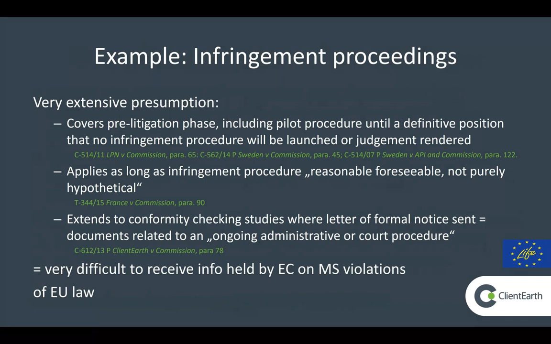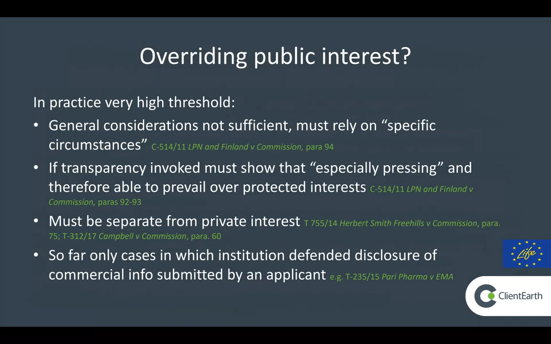That's a problem. And now the only way this could be defeated, at least in theory, is to establish an overriding public interest in disclosure of the information. But in practice, this is a very high threshold. So the court has held that, first of all, general considerations are not sufficient, there must be very specific circumstances. One can rely on the need for increased transparency, but then one needs to show that there is an especially pressing need. It must be separate from private interest. This includes, for instance, if you are having an ongoing court proceeding for which you require this information. All of that is insufficient.